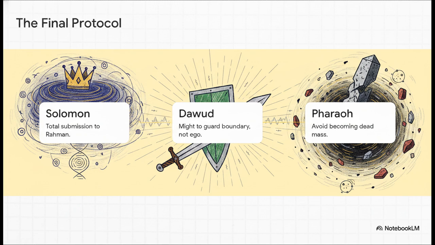To maintain this perfect orbit, the text gives us a final protocol. Step 1. Enter the state of Solomon's kingdom. Total womb state submission. Step 2. Channel Dawud's might. Use your righteousness to guard the boundary, not to inflate your ego. And step 3. Absolutely avoid Pharaoh's state, where the ego forgets it's just a guardian, breaches those 3 layers to possess the light, and ultimately collapses into a dead mass without an orbit.